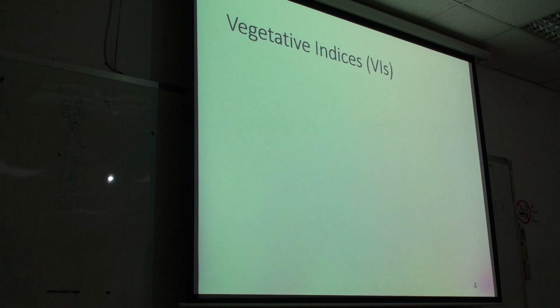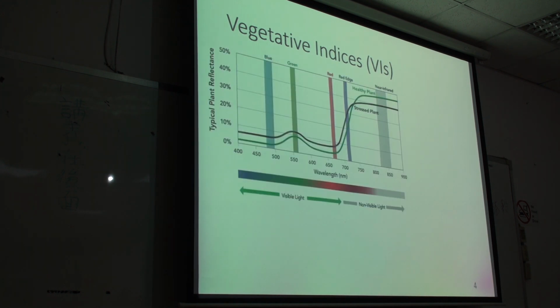And vegetative indices were originally used in the remote sensing field to discriminate the plant from the environment. And further, from previous studies, they found that by choosing a specific waveband range, it can tell the health status of the plant. So you can discriminate a healthy plant from a stressed plant. And so many vegetative indices were derived from then on.